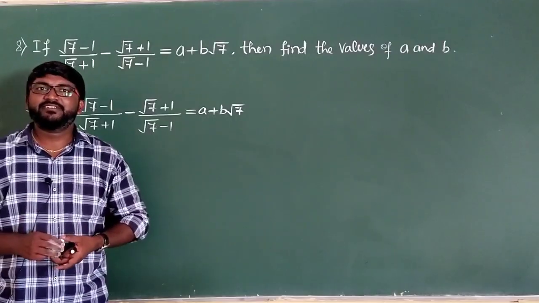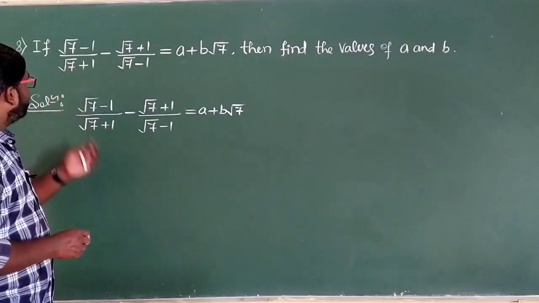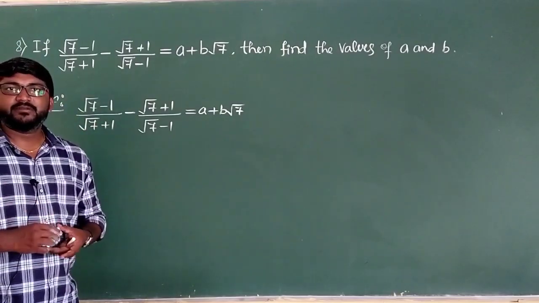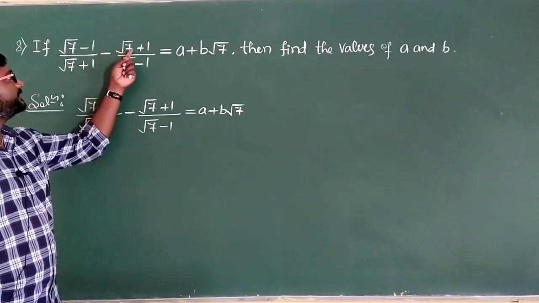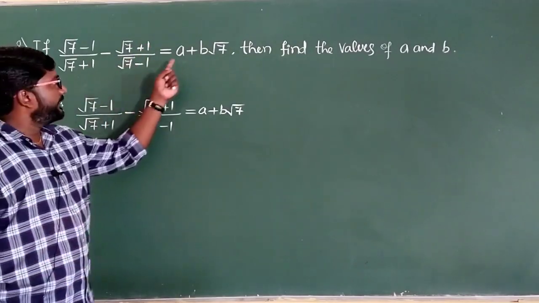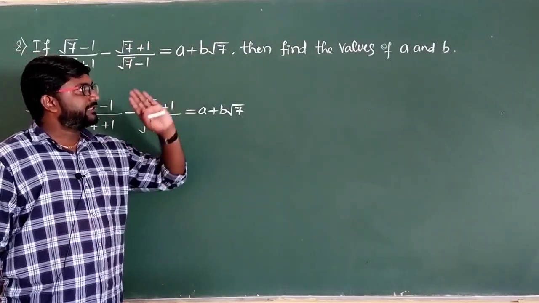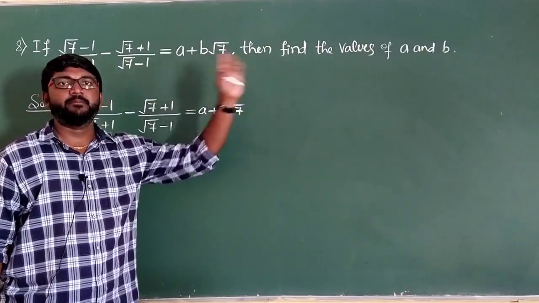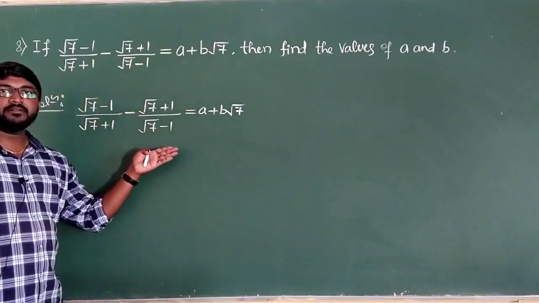So the next question is the 8th one. If root 7 minus 1 divided by root 7 plus 1, minus root 7 plus 1 divided by root 7 minus 1, is equal to a plus b into root 7, then find the values of a and b. So I have written the given question as it is.